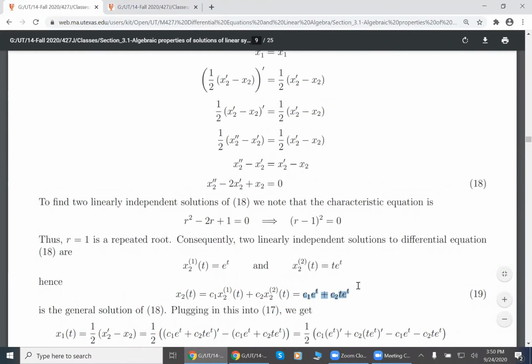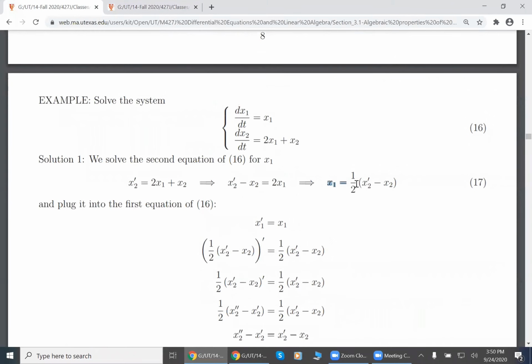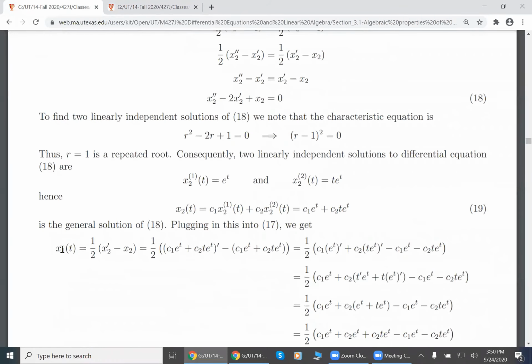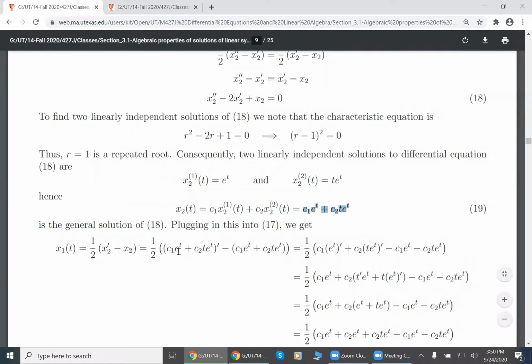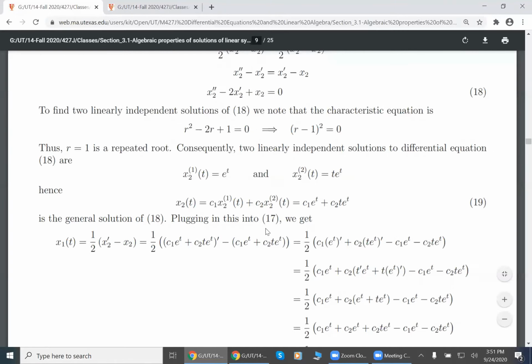How do we find x1? We go back to this. It's over here. We replace x2 here and x2 here by this expression. Done. We take the derivative. Derivative of the sum is the sum of derivatives, and we factor the constants out. Over here we expand parentheses. Since we have minus in front of the whole thing, this plus becomes minus.